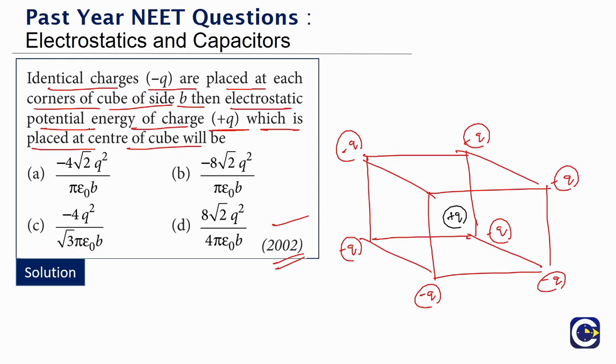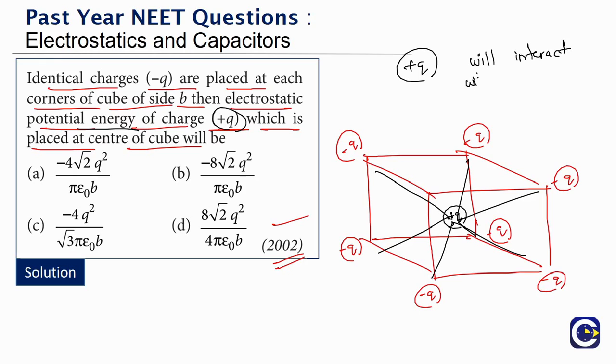The electrostatic potential energy of the charge plus Q we have to find. Now the charge plus Q at the center of the cube will interact with all the 8 charges. So the plus Q will interact with each of the charges at the corners. And in a cube, the side length of the cube is given as B.